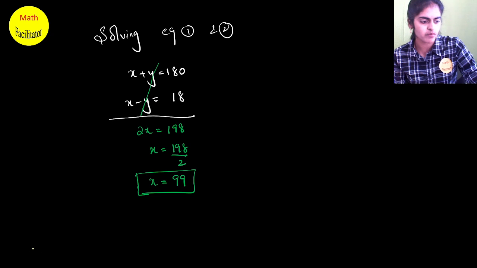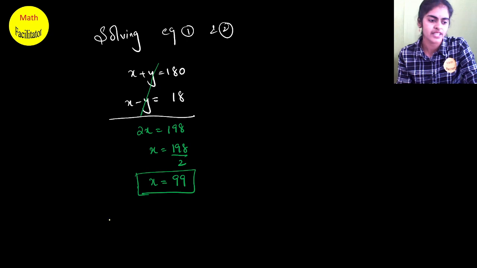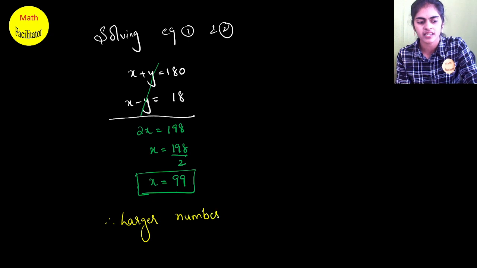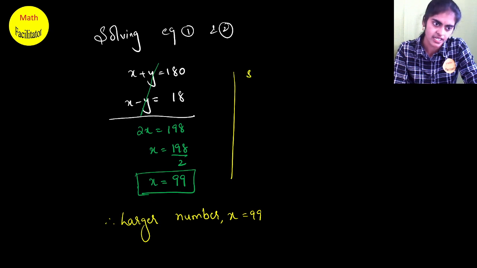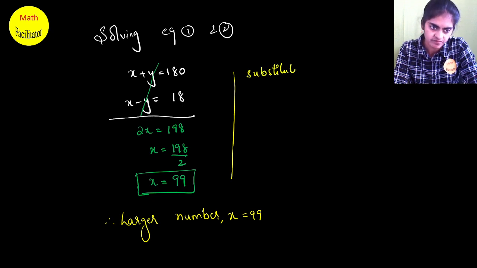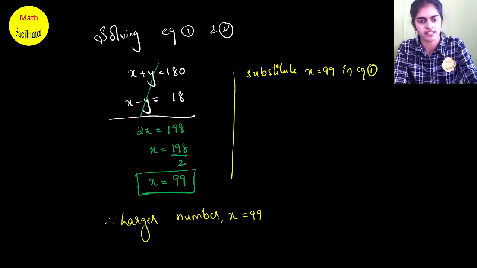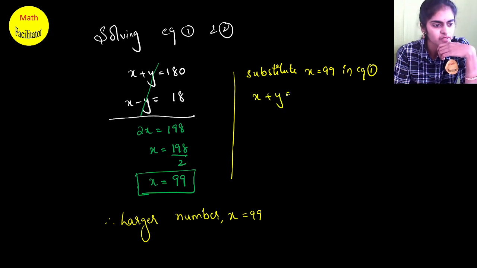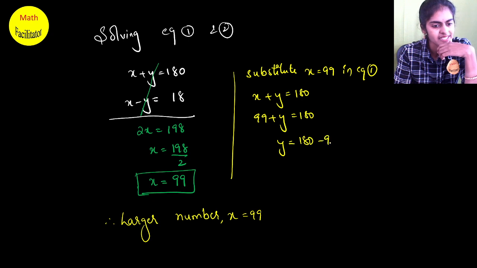So x is nothing but which number? The larger number. You have taken larger as x and smaller as y, isn't it? So the larger number x is 99. Now you can simply substitute x equal to 99 in equation 1. So you have x plus y equal to 180, so 99 plus y equal to 180, or y equal to 180 minus 99.